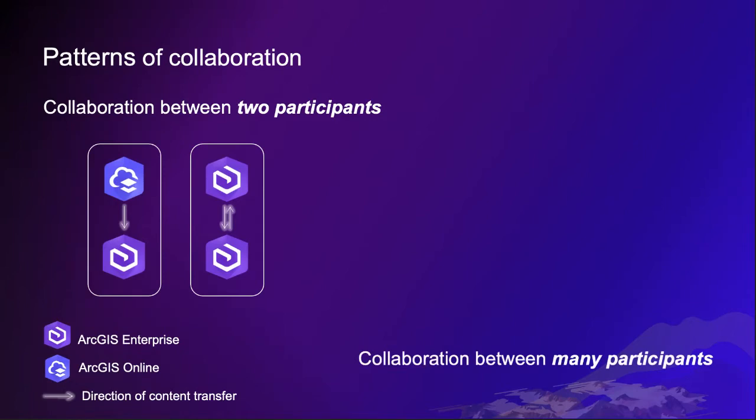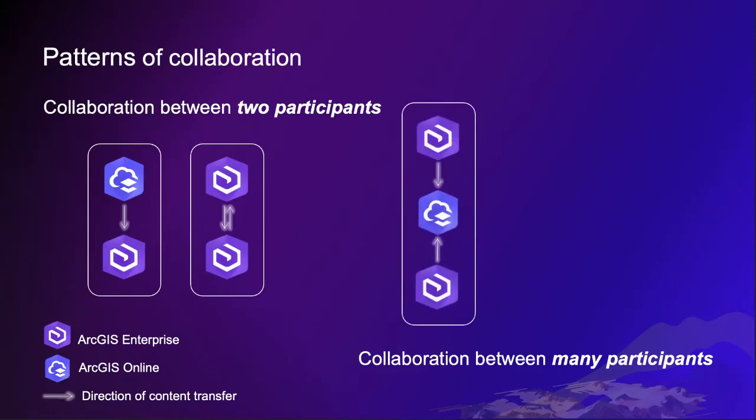But I had mentioned before, collaboration can be between many participants. Here's a great example of two different enterprises feeding into ArcGIS Online. I'm thinking of regional governments, where different cities want to feed information into, say, a fusion center or something along those lines. Two different city governments are working together, but they want to share data from each of their authoritative sources. You can use collaboration to send from each of those enterprise environments into the online environment.